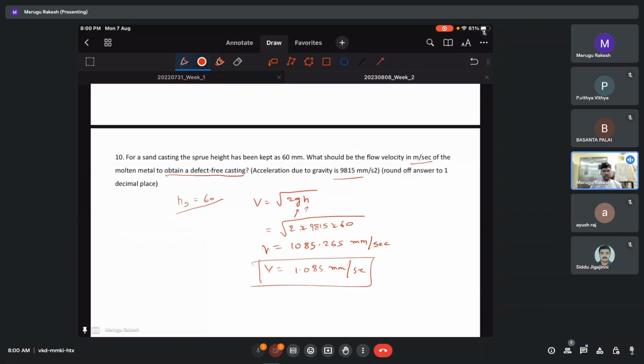I hope you got some confidence on how to solve these problems on pouring time, then solidification time, how to calculate the shrinkage. Okay, and you also got some understanding on what is the processing of casting and what are the different types of castings. And I appreciate that you are attending these lectures, and let me know if you have any doubts.